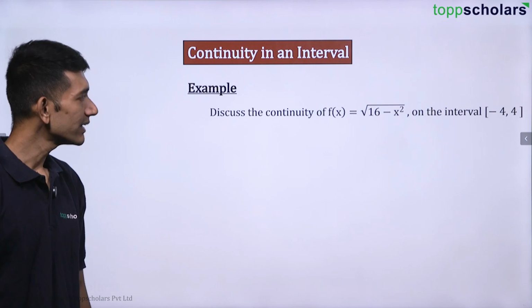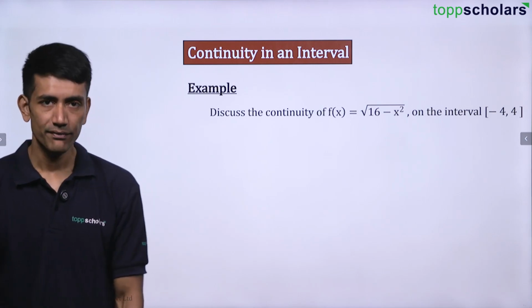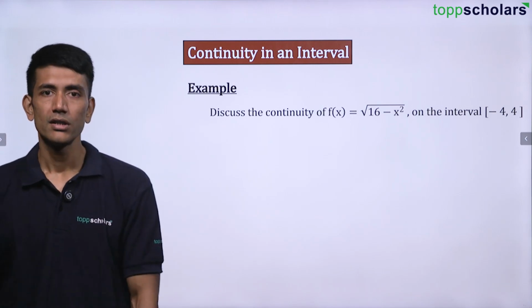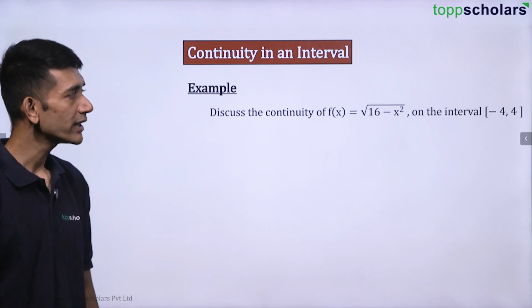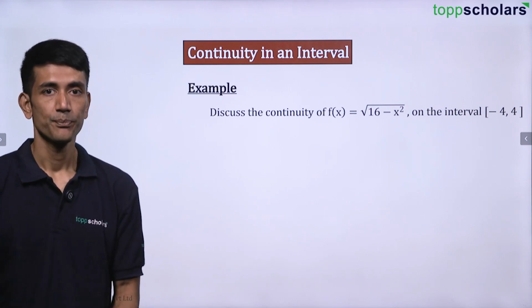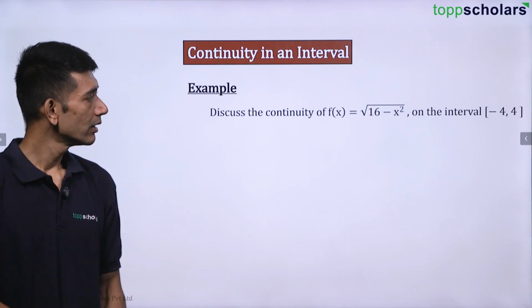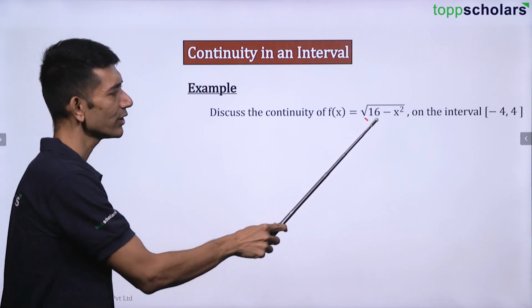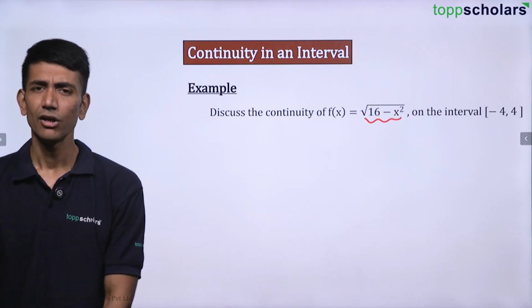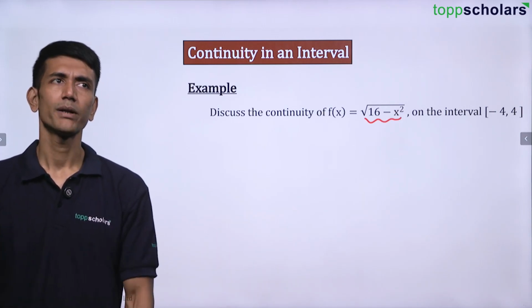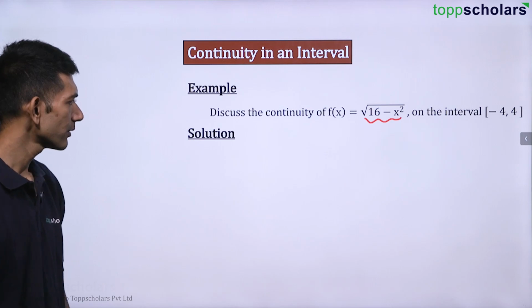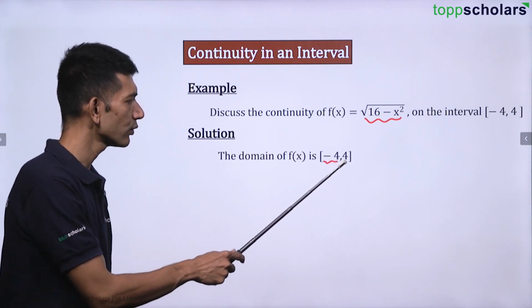Now let us see an example. Discuss the continuity of f(x) is equal to under root 16 minus x square on the closed interval minus 4 to 4. On the closed interval minus 4 to 4. Now look at this function. There is no denominator here. Correct? Firstly, we'll check the continuity in the open interval minus 4 to 4, isn't it? So the domain is minus 4 to 4.